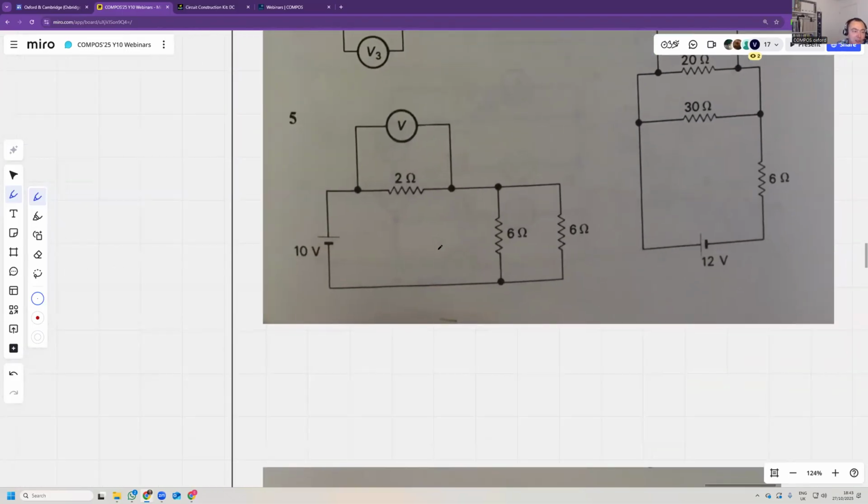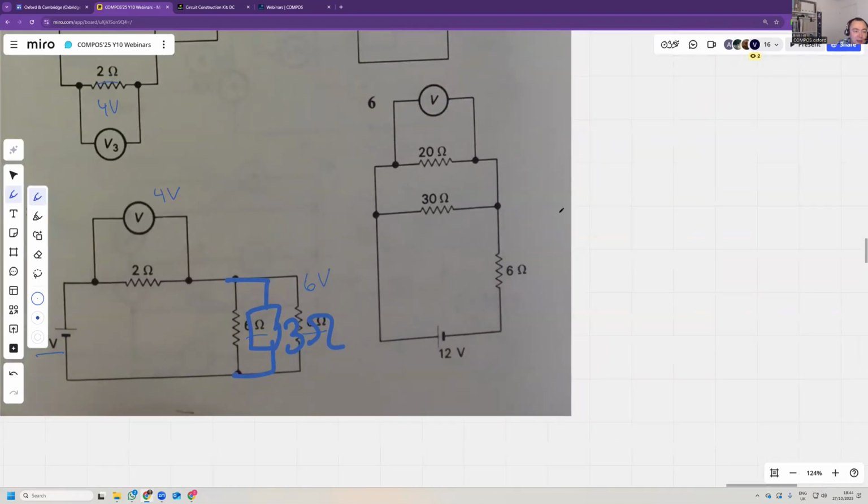Now, this is slightly trickier because you have a 6 and a 6, but you already know that in total, this can be replaced with a single resistor, which is 3 ohms. A 6 and a 6 make 3 when they're in parallel. So you have 2 and 3, and it's 10 volts split in proportion of 2 to 3. So this must be 4 volts, and this must be 6 volts.